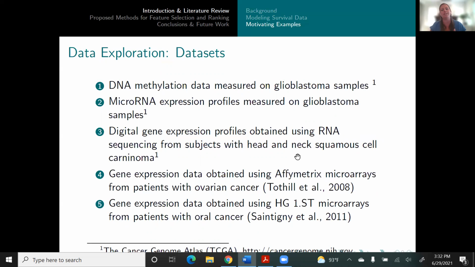Now, before we begin, we'd like to look at some motivating data examples. I have the 5 data sets we're going to look at listed here with various types of genomic data. The first one involves DNA methylation data. The second is microRNA expression profiles. The third is digital gene expression profiles obtained using RNA sequencing. And the fourth and fifth are microarrays from patients with ovarian and oral cancers.